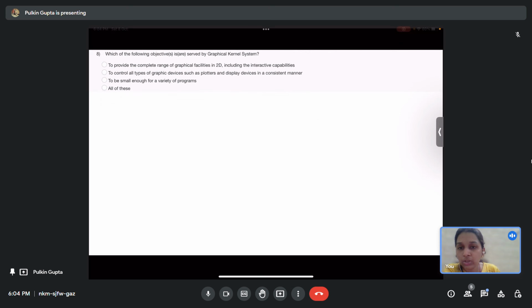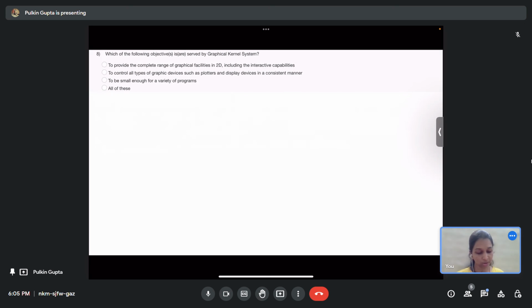Let's move to question 8. Which of the following objectives is or are served by graphical kernel system? First, to provide complete range of graphical facilities in 2D, including interactive capabilities. To control all types of graphic devices such as plotters and display devices in a consistent manner. And to be small enough for a variety of programs, or all of these. Mr. Vedant, would you like to answer this?